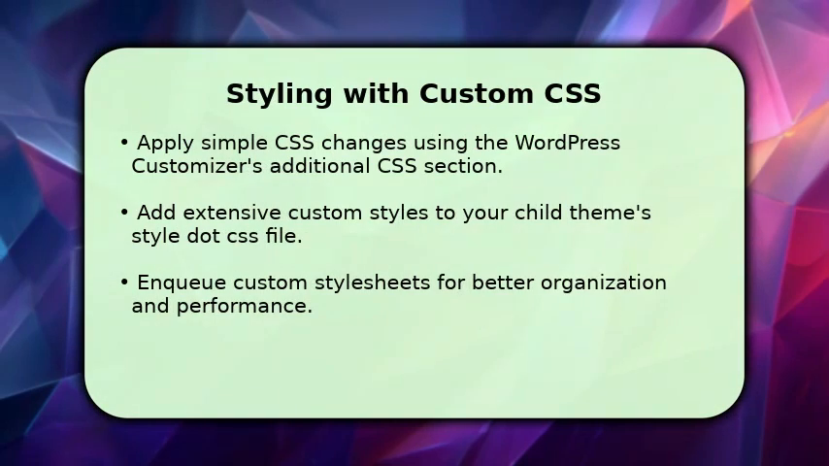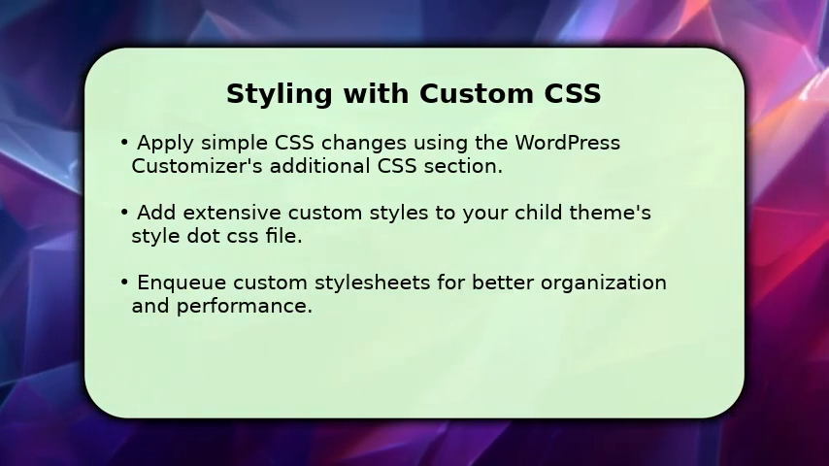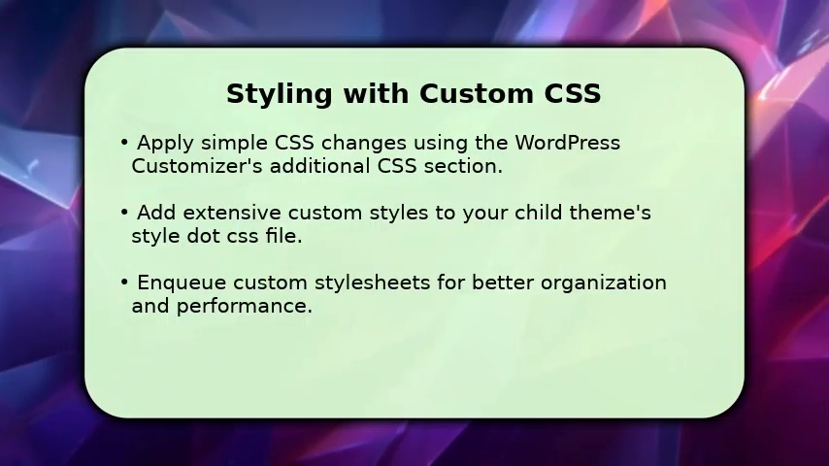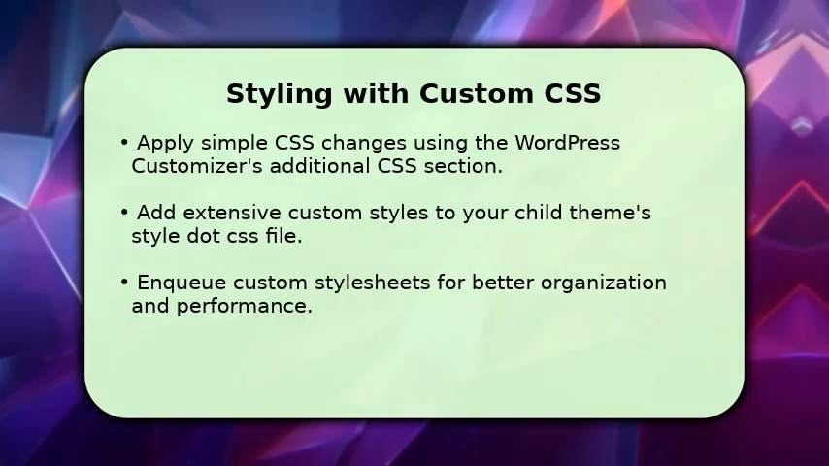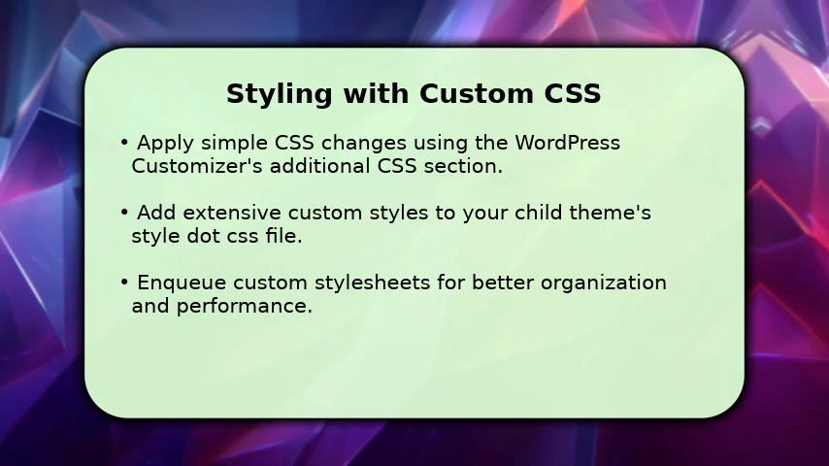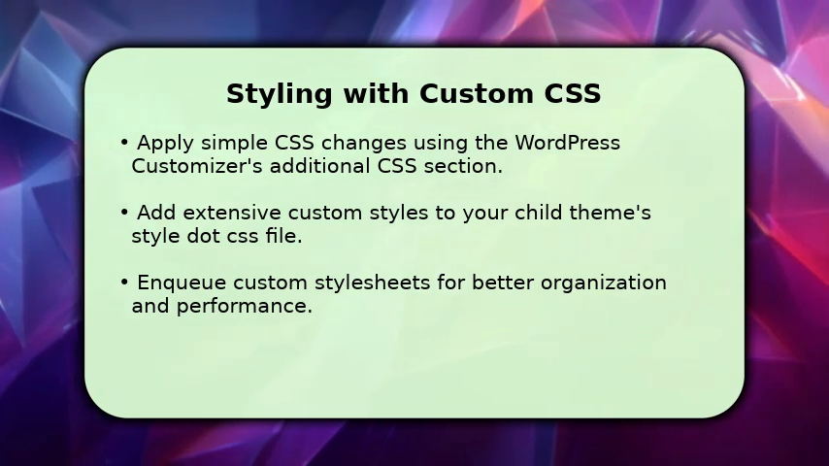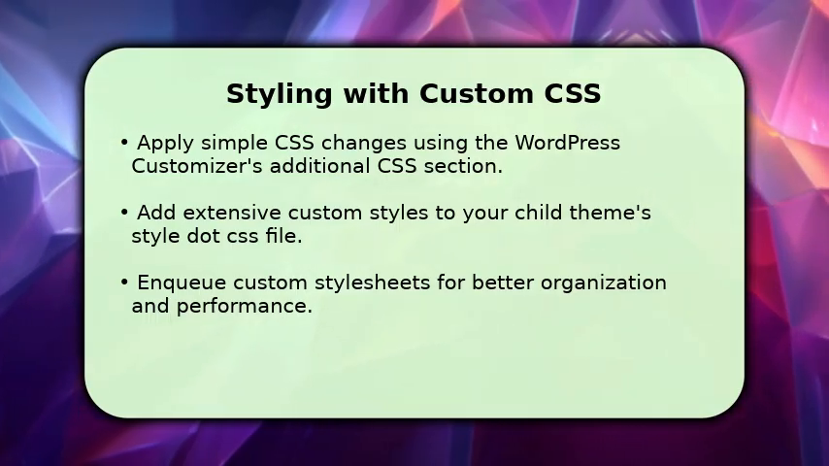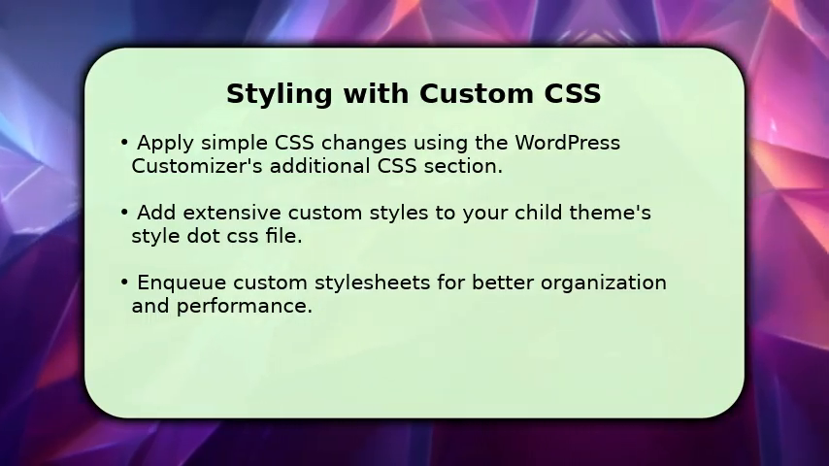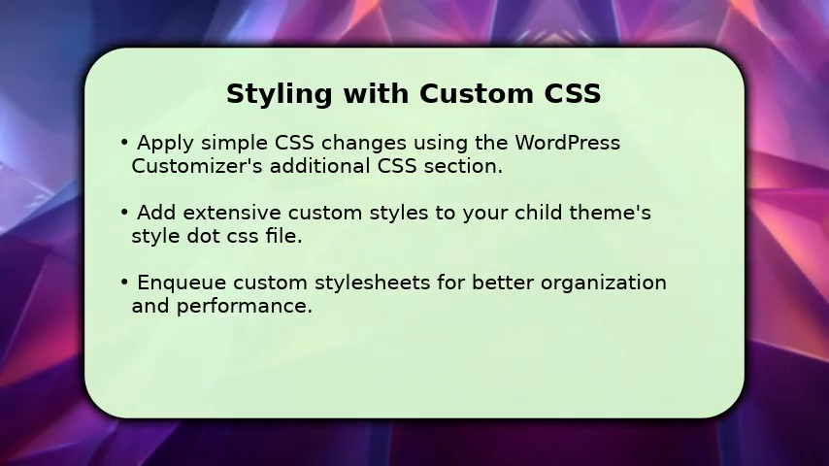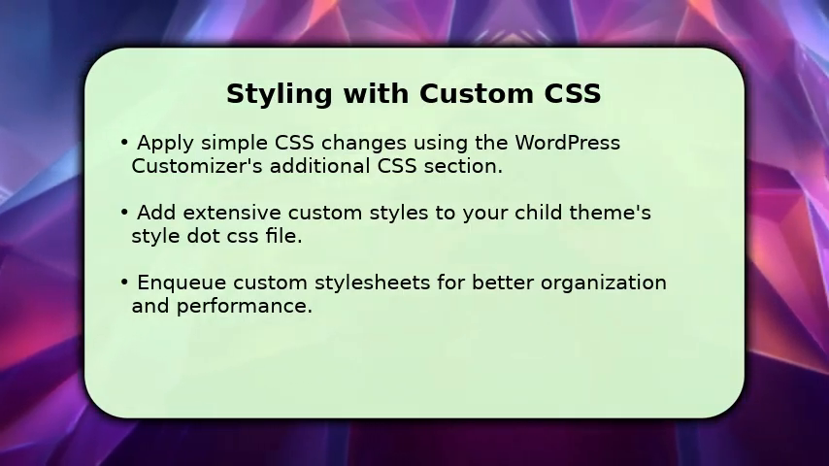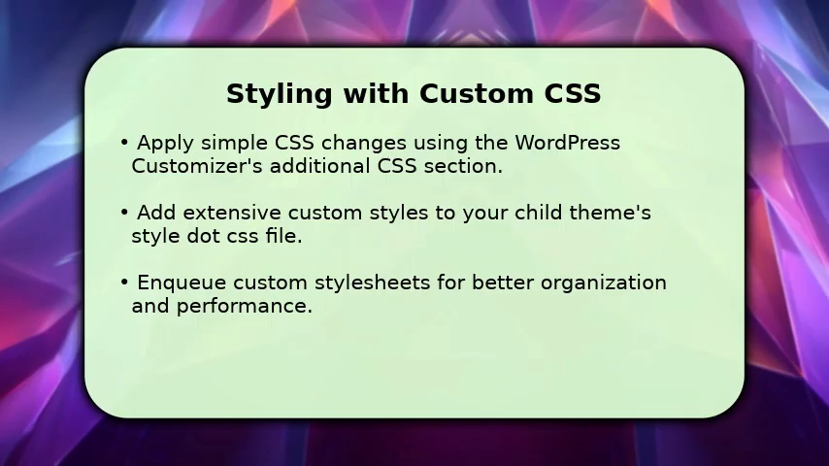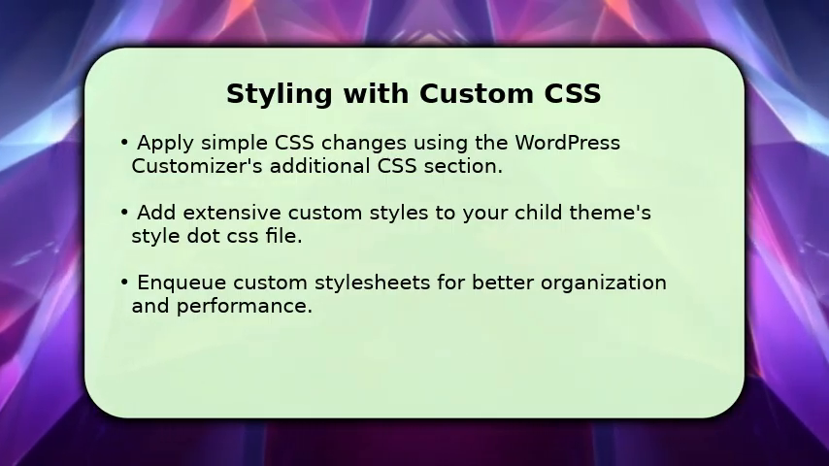Customizing your site's appearance with CSS is essential. For minor tweaks, the WordPress Customizer provides an easy additional CSS section. For more significant styling, place your code in your child theme's style.css file. This ensures your changes persist through theme updates. For larger projects, enqueuing separate style sheets helps keep your code organized and improves site loading efficiency.